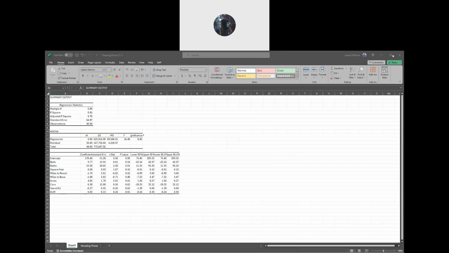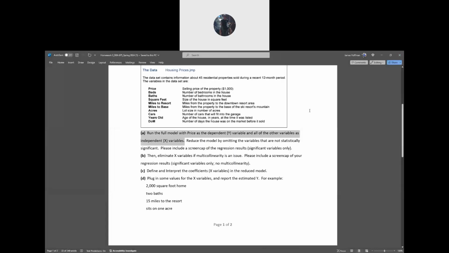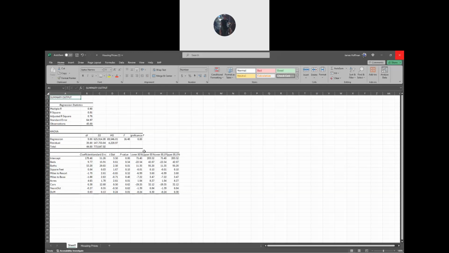Now, the next step, which we have not done before, but we'll get the idea pretty quick, is to reduce the model by omitting the variables that are not significant. And then at the end of this is the final result for part A. So what you're going to do, if you just go back to here, is basically you want to cut out the variables that are not significant, and those are going to be the ones that have a pretty low t-stat.